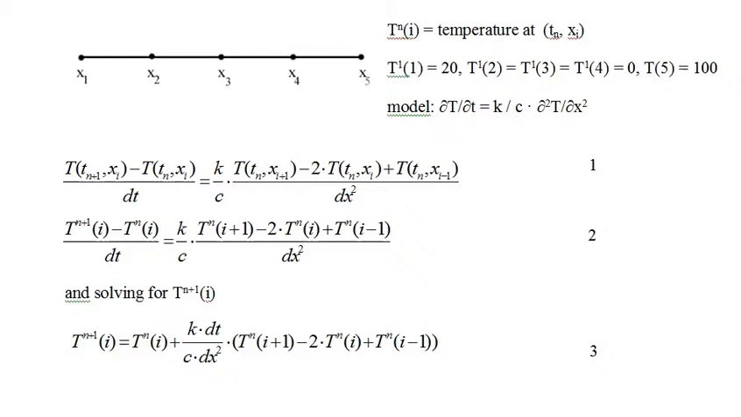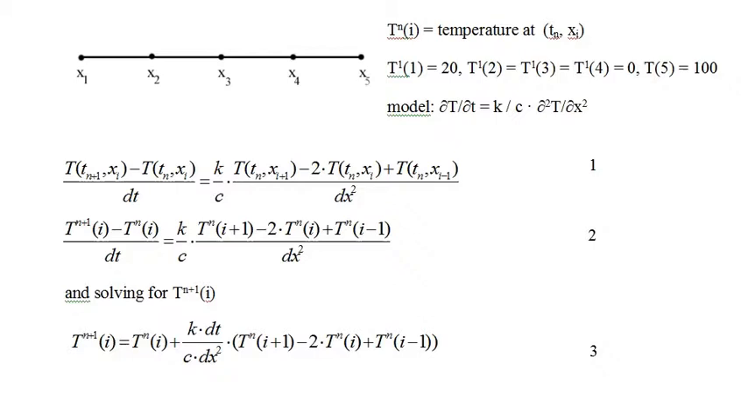Now we will consider the same process as in the first video with a 4-meter wire held at a constant 20 degrees at the left end and a constant 100 degrees at the right. But we won't assume that the wire has reached a steady state, and we'll see what happens to the temperatures at the interior points as time progresses.